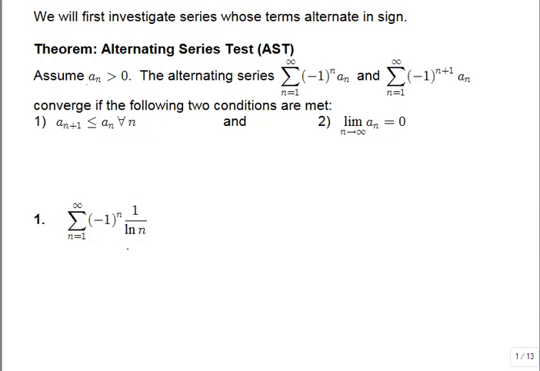So in this first example, we've got an alternating series because we have this negative 1 to the n times 1 over ln of n. So we're going to see if our two conditions are met. Let's start with the limit right away, since if that fails, then we can just stop and we'll know that we have a divergent series.